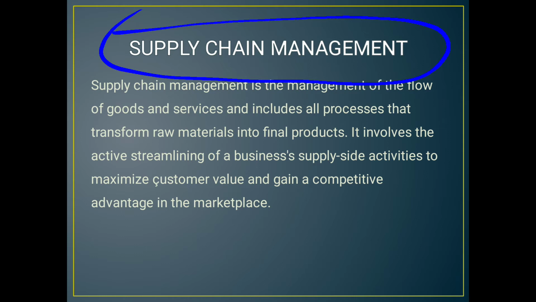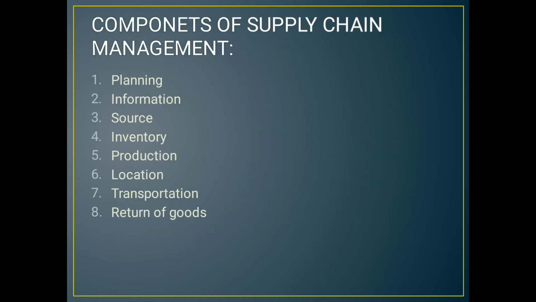Now, what is supply chain management? It's a flow of goods and services. It includes all the processes or steps to convert the raw material into finished products. It involves the active streamlining of a business's supply side activities to maximize customer value and gain a competitive advantage in the marketplace. Then, what are the components of supply chain management?